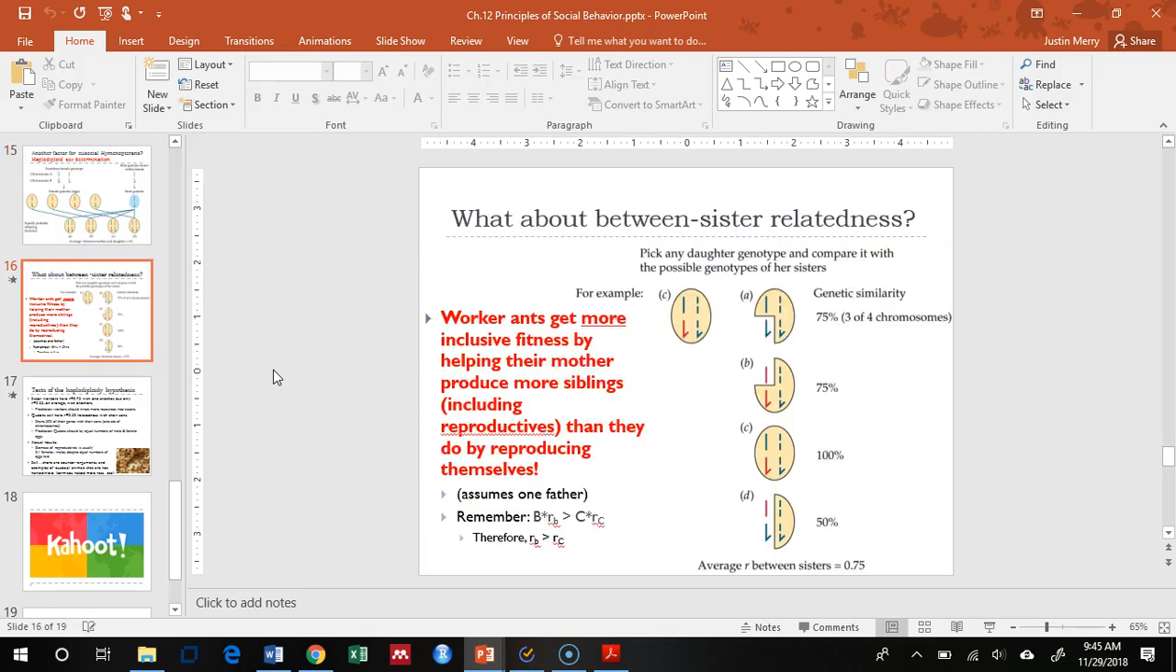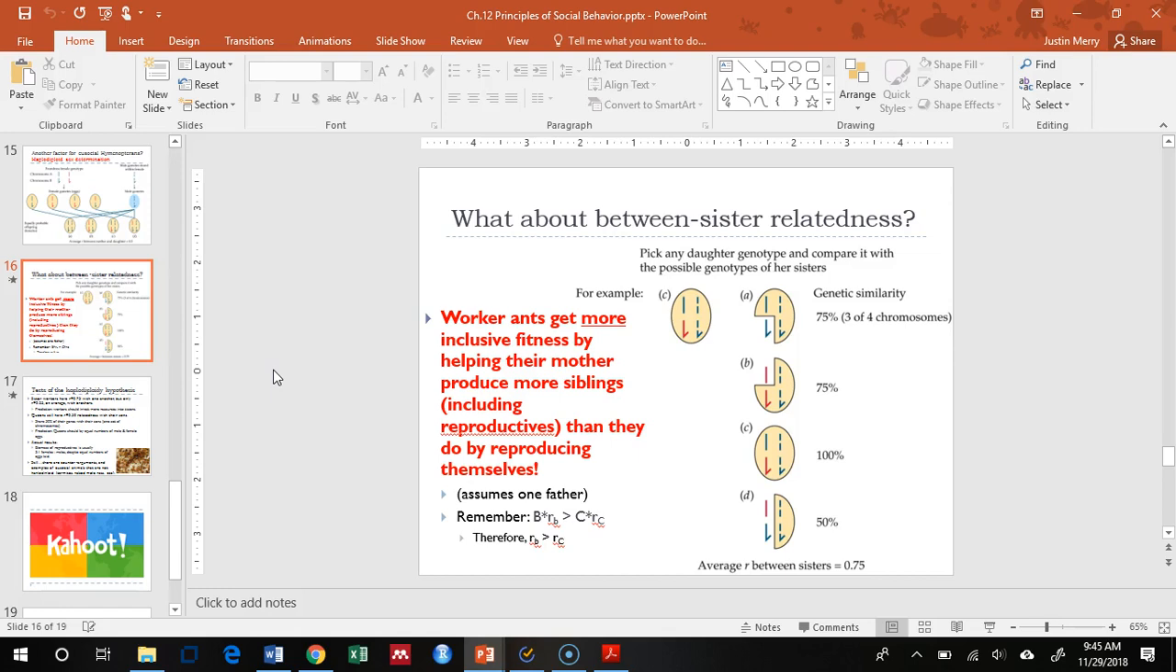So if you pick any one of them, so if we pick this particular one, the blue, red, blue, blue variety here, and then you make a comparison of this one to each of the other possible combinations, you can compare and add up how many of the chromosomes are shared. This one has 3 out of 4 shared. This one has 3 out of 4 shared.